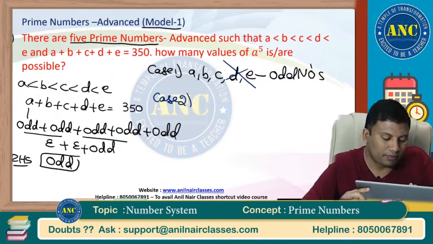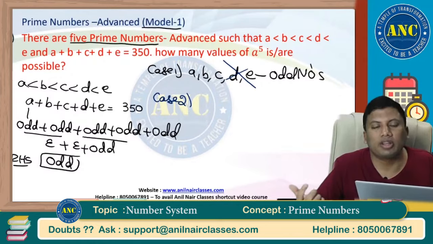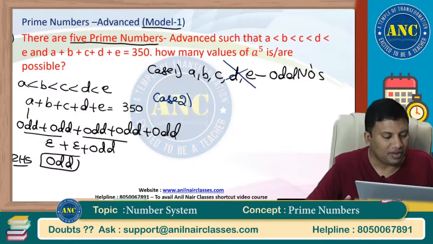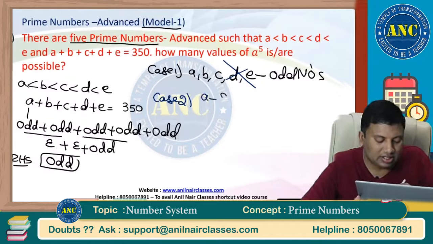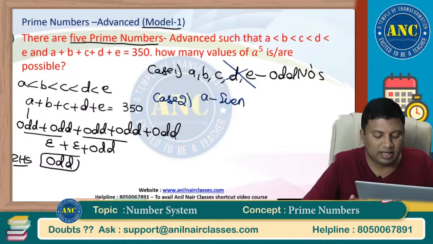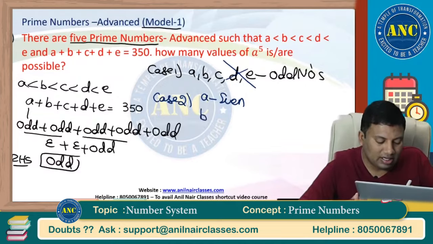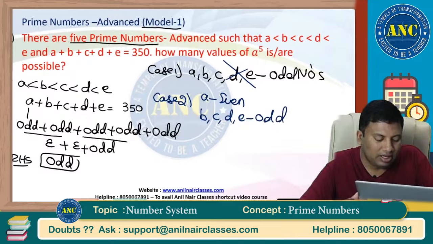Case number 2. You cannot have more than one even number in the set of prime numbers. The lowest prime number is 2. So A is even, and B, C, D, E are odd. Why only A should be even?